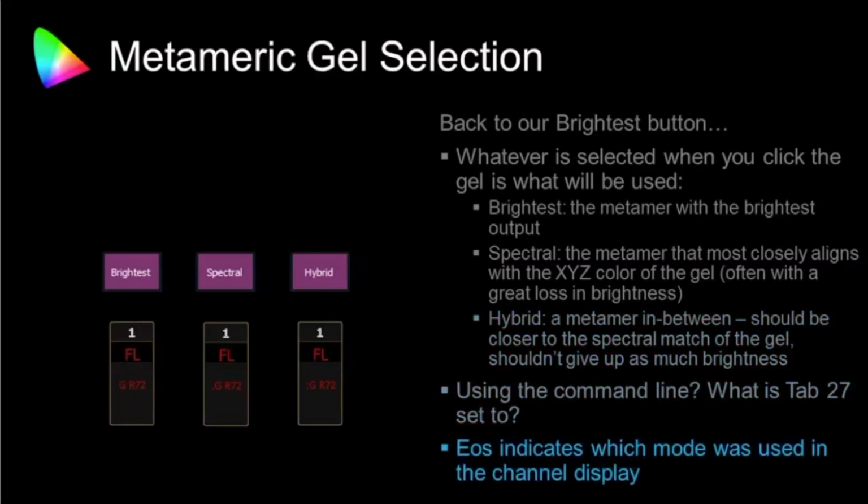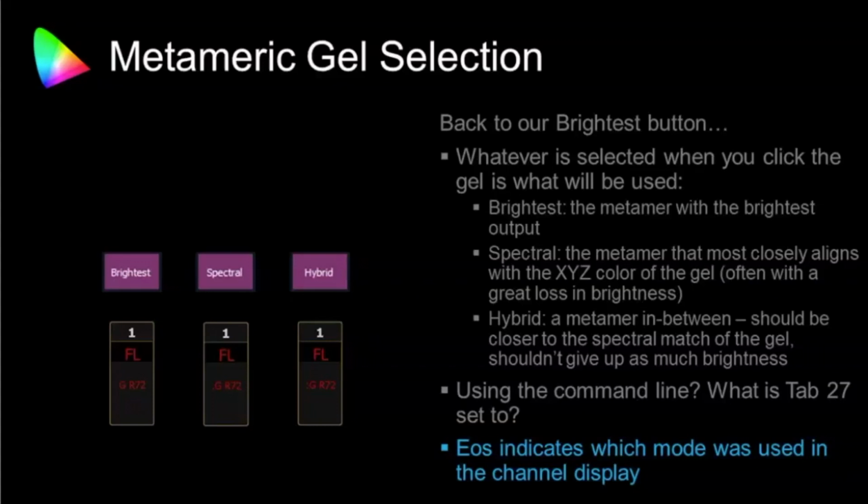We also have some display conventions in the channel. We have to squint a little bit here, but you'll see that if we're doing brightest, we show you that channel 1 is using a gel match, R72. In spectral, itty bitty, you can see there's a little period in front of the gel match. And that's us indicating to you that we're using the spectral metamer of that gel match. And then hybrid, it's 2 dots, right, a colon, and that indicates that we're using the hybrid.